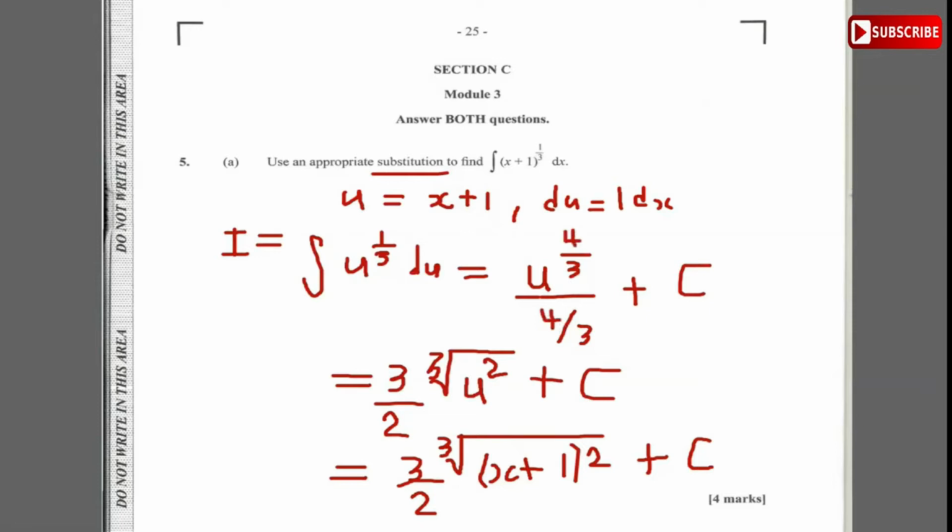So then we're going to have a lot of changing to do. It's going to become 3/4. It's going to be u to the 4/3, so it's going to be (x plus 1) to the 4/3. Oh gosh, my apologies for that mistake. 3/4, u to the 4/3. All right, now we're good. Okay, let's continue.